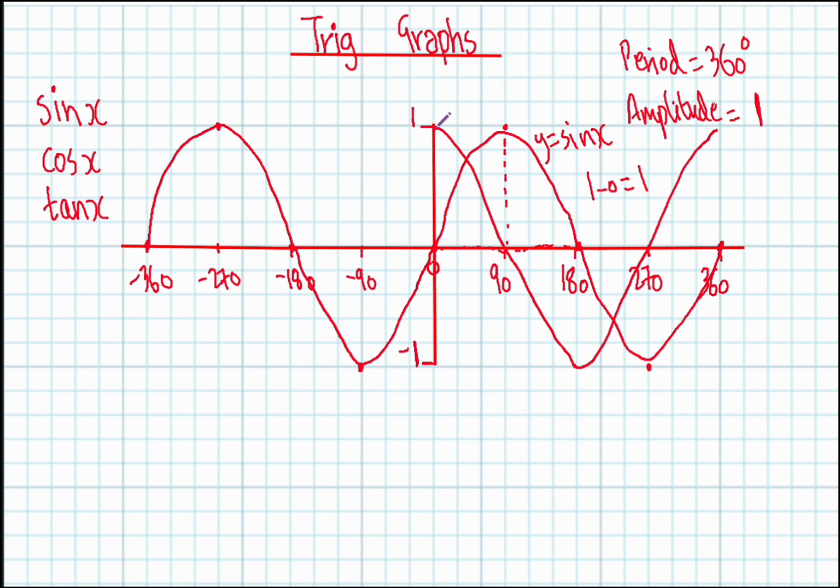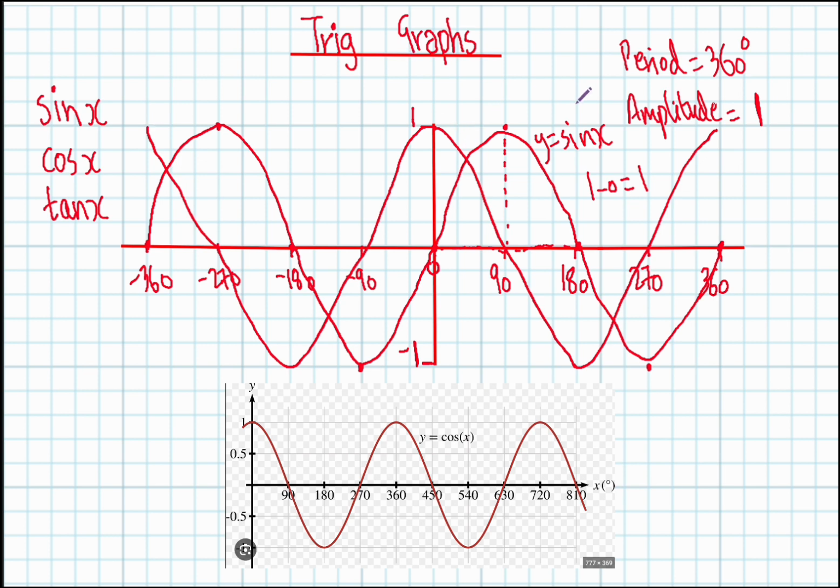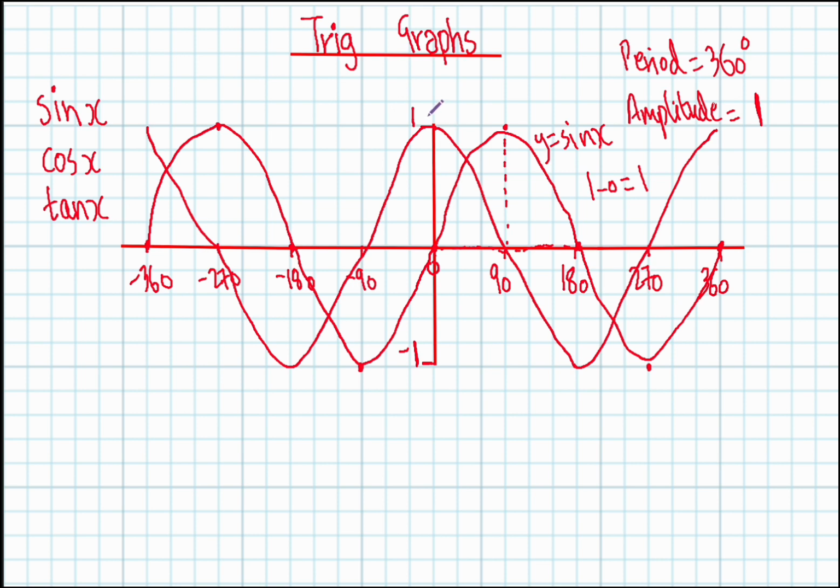And then on this side, same thing, goes down to 0 at negative 90, goes all the way down to negative 1 at negative 180, comes back up to 0 at negative 270, and then goes up all the way to positive 1 at negative 360. I'll also put the sine curve up so you can see. And you can see that sine and cosine are very similar. So this is sine, and this is y is equal to cosine of x.